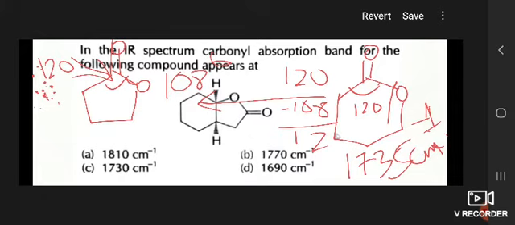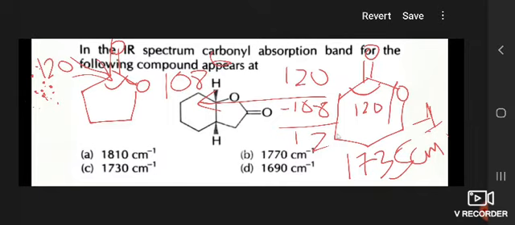due to which the carbon-oxygen double bond character also increases. As the carbon-oxygen double bond character increases, the energy or frequency required to stretch this bond also increases. That means we can say that the IR stretching frequency increases as the ring size decreases. That means there is an inverse relation. As the ring size of the lactone decreases, the IR stretching frequency increases.